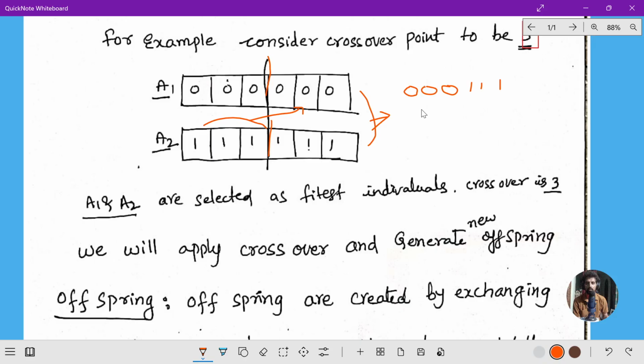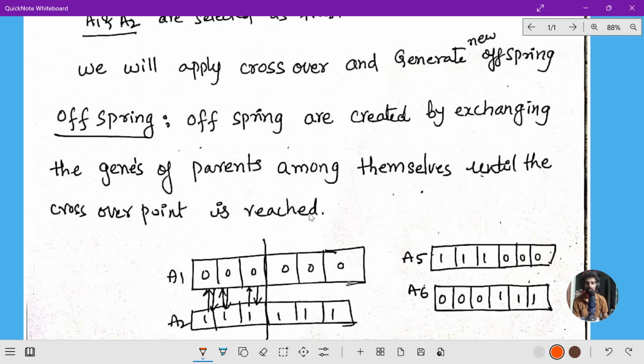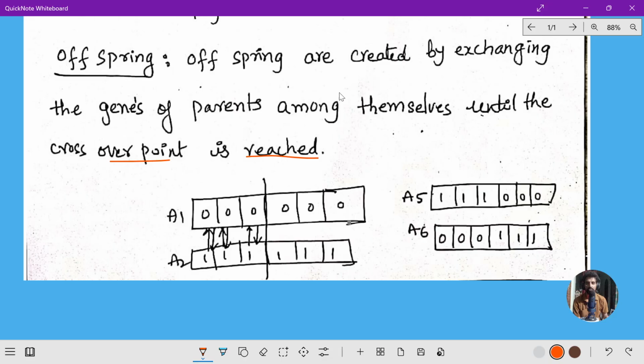When we have this 1 1 1, these zeros will come. So this is called crossover. The last one is the offspring. So what is the meaning of offspring? You observe, offspring are created by exchanging the genes of parents among themselves until the crossover point is reached. After completion of this crossover point, we are going to discuss the offspring. So offspring are created by exchanging the genes of parents among themselves. Now you observe, what we discussed above is called offspring.